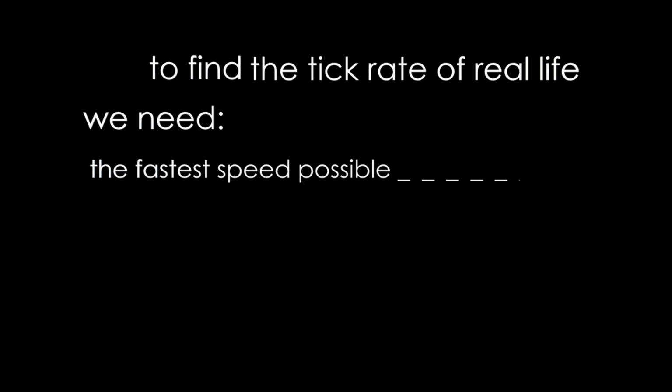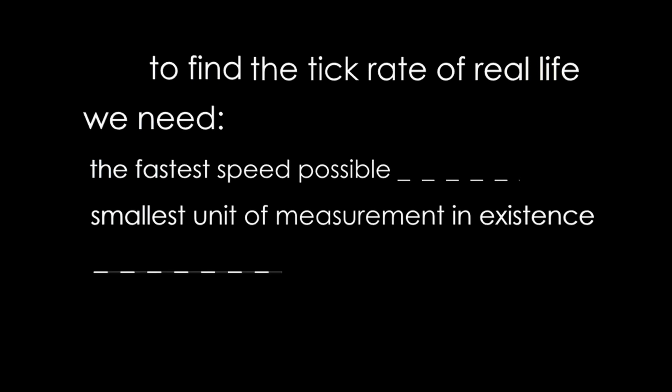Now that we have all that basic understanding of what tick rates are, we can get into discussing how we can calculate the tick rate of real life. So to find the tick rate of real life, we need two things. The first is the fastest speed that anything can go, and the second is the smallest unit of measurement in existence. We're going to start off with finding the fastest speed.